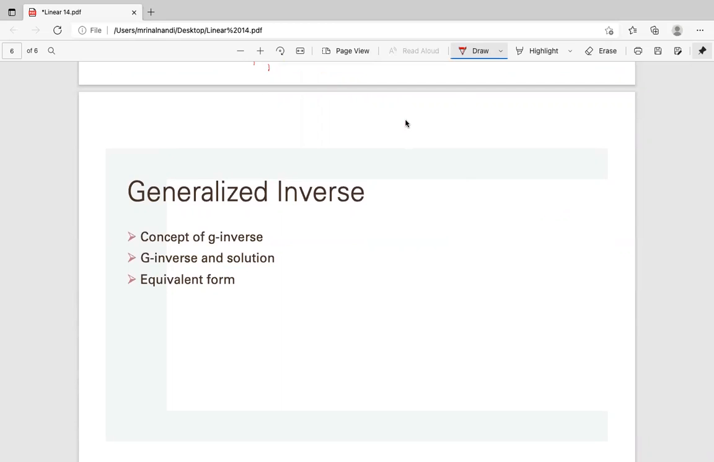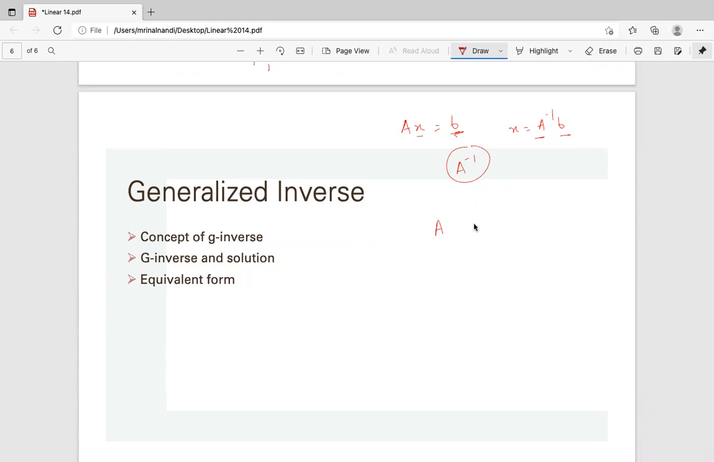What is this? We know Ax equal to B is an equation, and there are several methods to find the solution. But there is one method: if A is a non-singular matrix, we can always find A inverse without knowing what B is, and then we just find the solution as A inverse B. But if it is not a square matrix, or it is a rectangular matrix, or it is a square matrix but the determinant is 0, then we have an idea of G inverse.